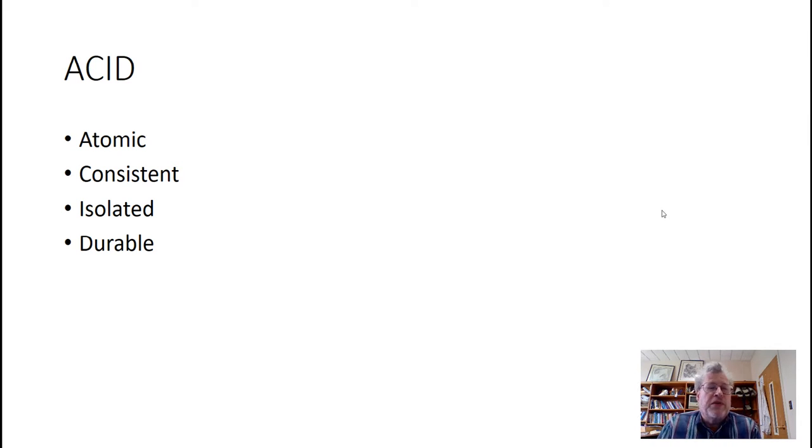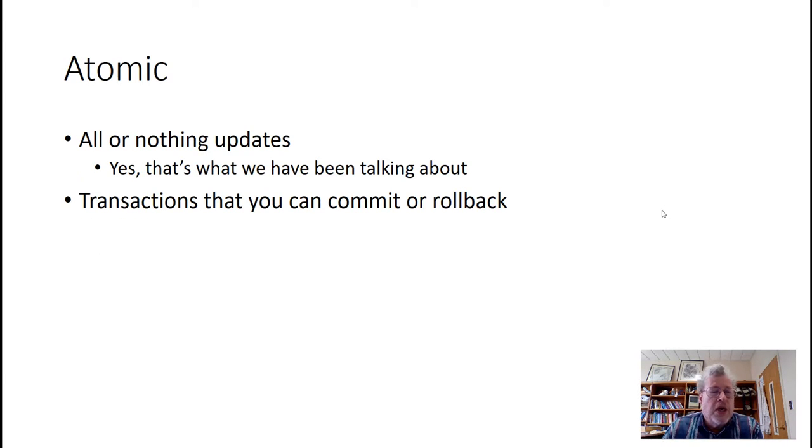But before we can even dig into that, we need to understand what's going on here. I'm going to take these out of the order of the acronym because I'm going to do the easy ones first. Atomic, all or nothing updates. Yeah, that's what we've been talking about with transactions. Transactions that you could commit or roll back. We change multiple tables. We've seen examples of this, or multiple bank accounts. Either all the changes happen or none of them happen. This should be pretty straightforward.